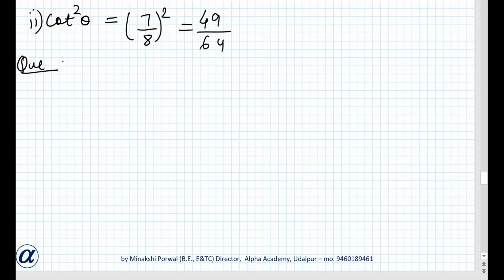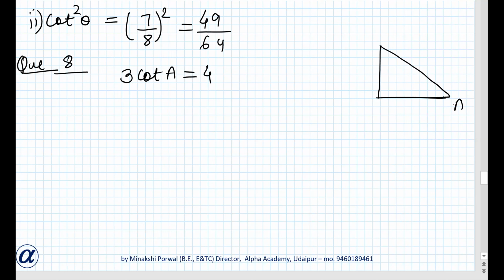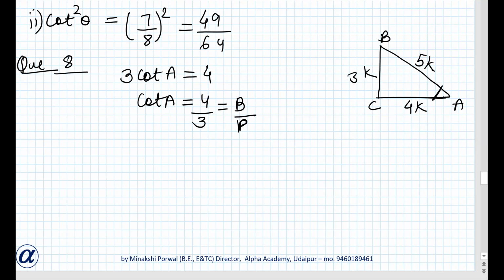This is question number 8. 3 cot A equals 4. First of all, it is given that 3 cot A equals 4. So we'll make a figure A, B, C. Cot A equals 4 by 3, that is equal to base upon perpendicular. So this angle is under consideration. Base is 4K and perpendicular is 3K. By PGT, we can find AB. AB will be 5K.